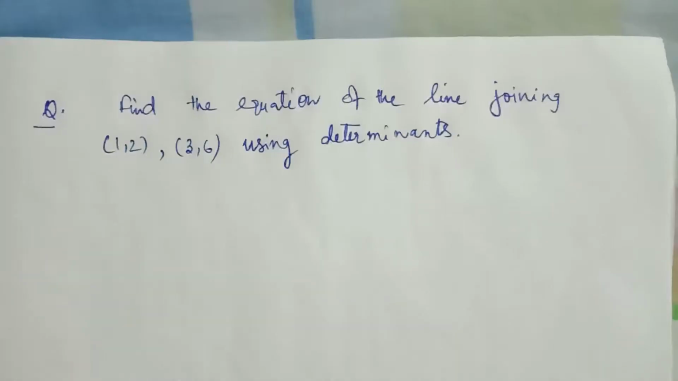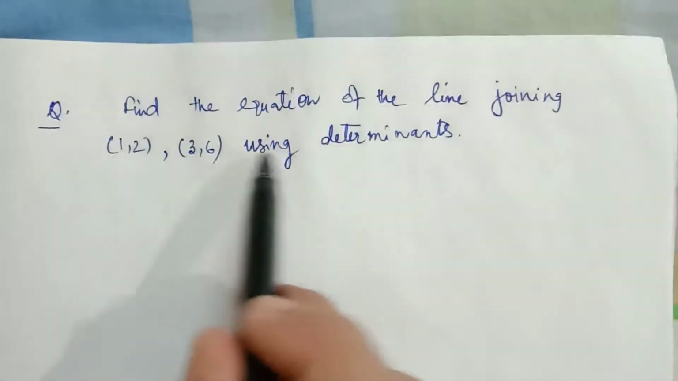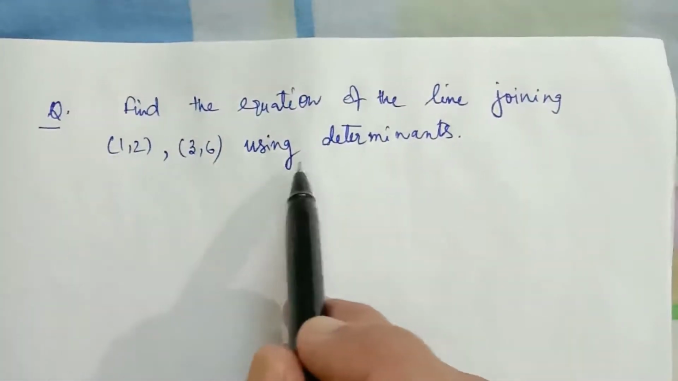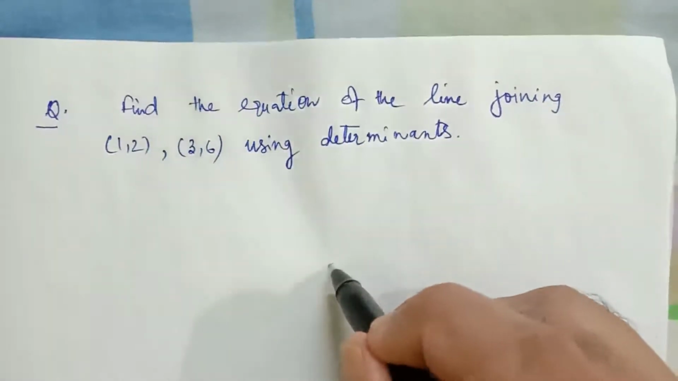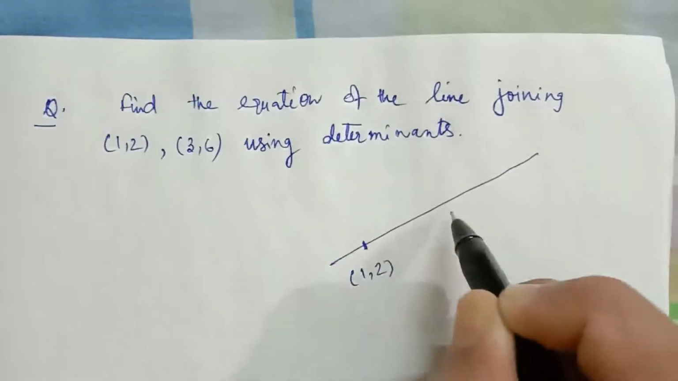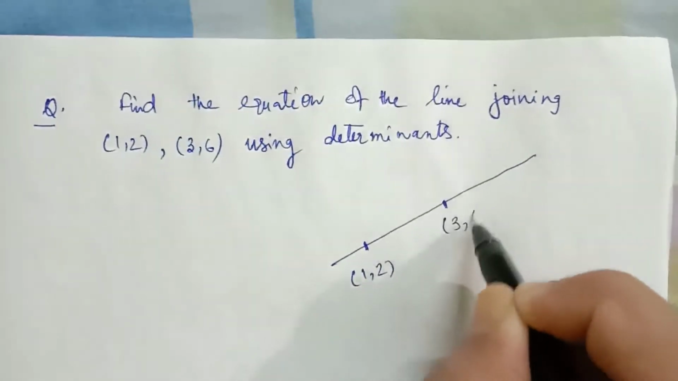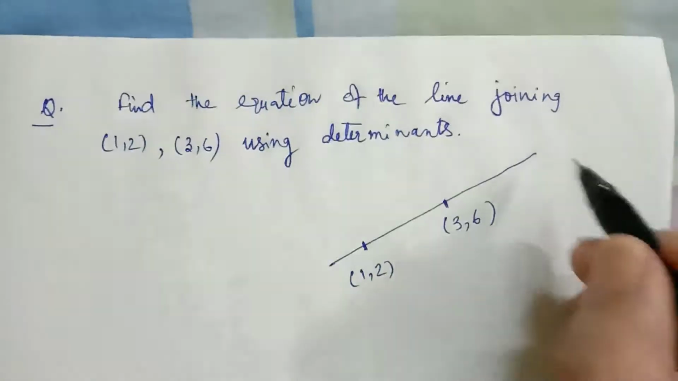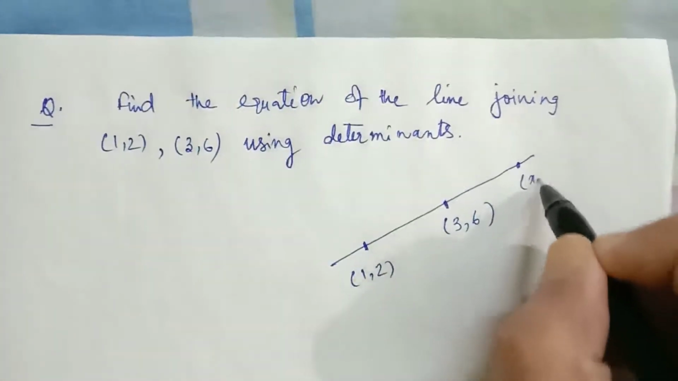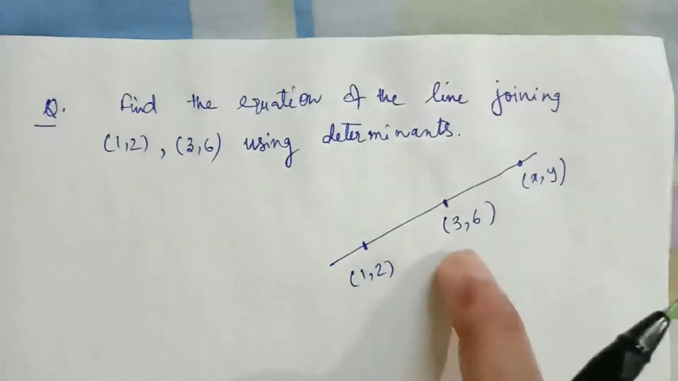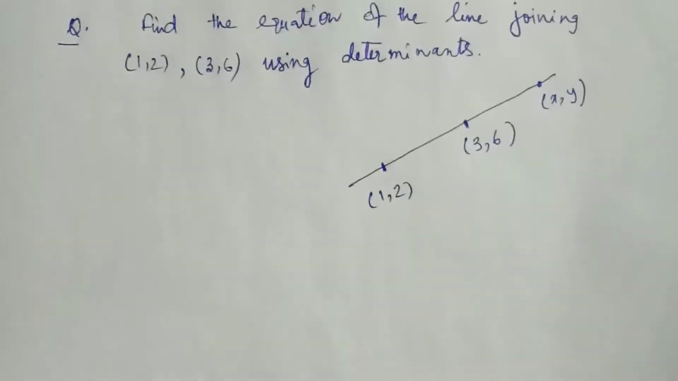Next question is, find the equation of the line joining (1, 2) and (3, 6) using determinants. A line passes through two given points (1, 2) and (3, 6). We have to find the equation of the line. Let us take another point, an arbitrary point (x, y) on the line, and now these 3 points are collinear.